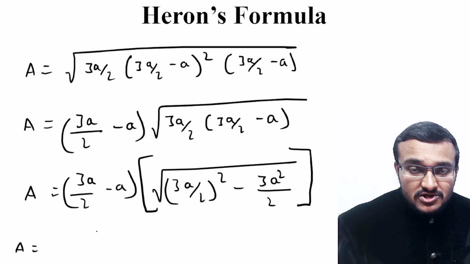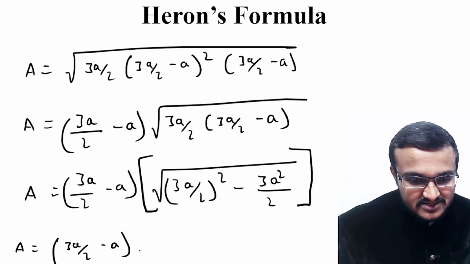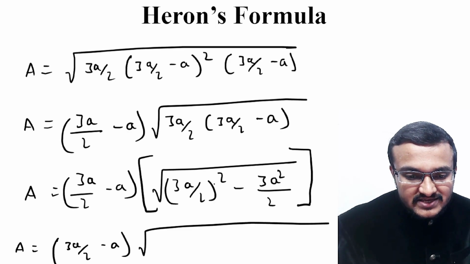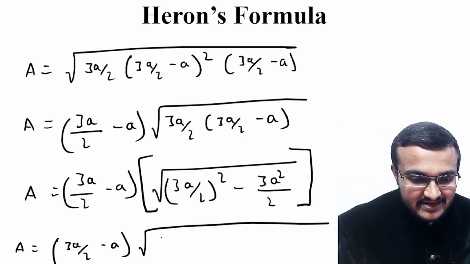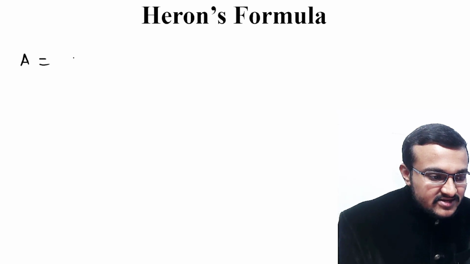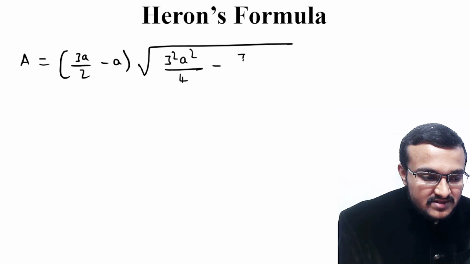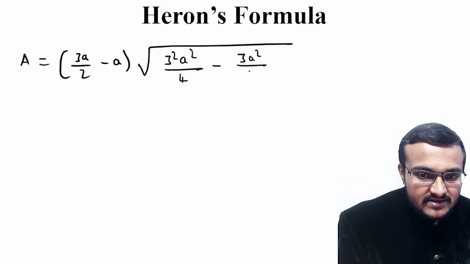Now we'll try to solve what is there inside the square root. So 3a by 2 minus a will be there outside the square root. Inside the square root, (3a by 2) whole square is there, so you can write this as 3 square a square by 2 square. 2 square is 4, minus 3a square by 2. I'll write this in the new slide. So 3a by 2 minus a into square root of 3 square a square by 4 minus 3a square by 2.